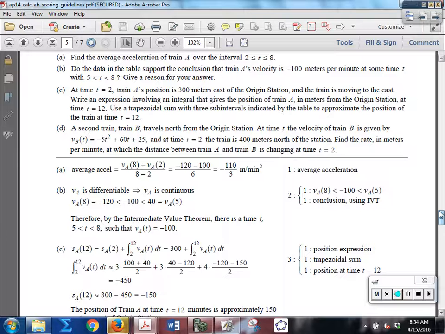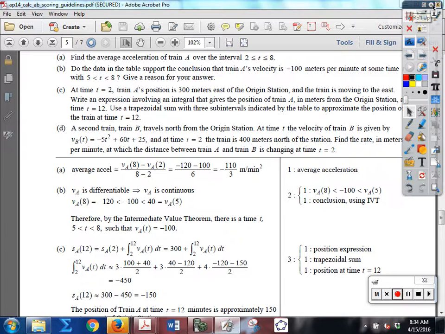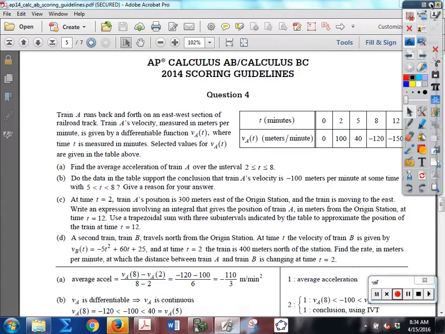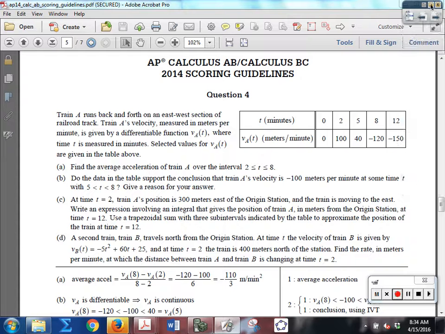Okay? That's 1 point. And then a trapezoidal sum. Remember a trapezoid, sometimes it's nice to draw it a little bit, in case you can't remember, because all of our trapezoids were like this. We have 3 things right here, just so you can remember what they looked like.